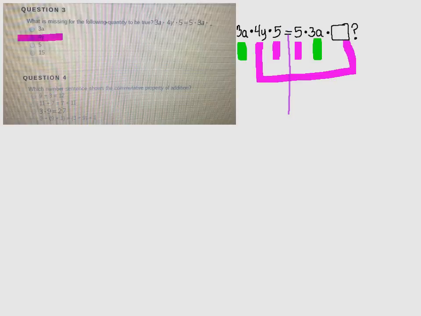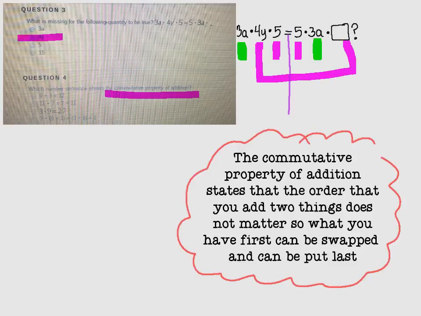Question number 4. Which number sentence shows the commutative property of addition? In order to get this one right, you have to know what the commutative property of addition is. So please write down this definition. The commutative property of addition states that the order that you add two things does not matter. So what you have first can be swapped and can be put last. You just change their location.